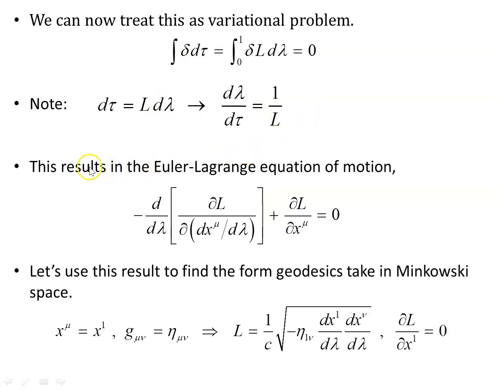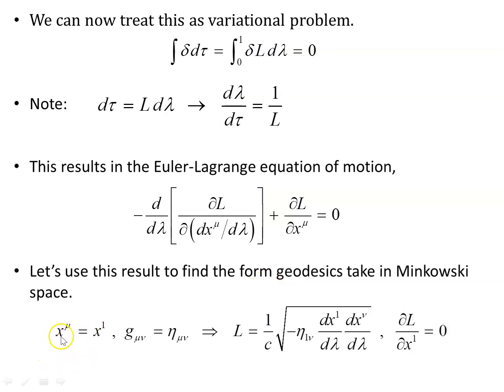Okay, so perform this, which is not the focus of this video, but if you do perform this calculation, you'll end up with the Euler-Lagrange equation. If you perform the variation, you'll end up with the Euler-Lagrange equation, which takes this form here. And we can use this now. This will give us the geodesics. Now we know, for instance, in Minkowski space, these geodesics take the form of straight lines.